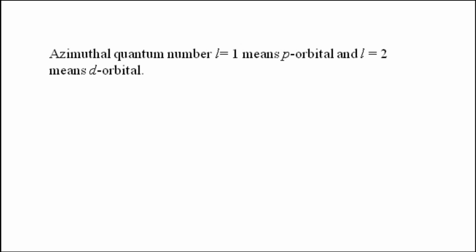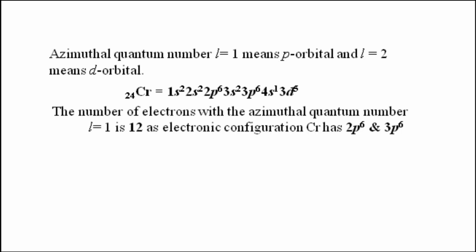Azimuthal quantum number l = 1 means p orbital, and l = 2 means d orbital. The electronic configuration of chromium is 1s2, 2s2, 2p6, 3s2, 3p6, 4s1 and 3d5. The number of electrons with the azimuthal quantum number l = 1 is 12.